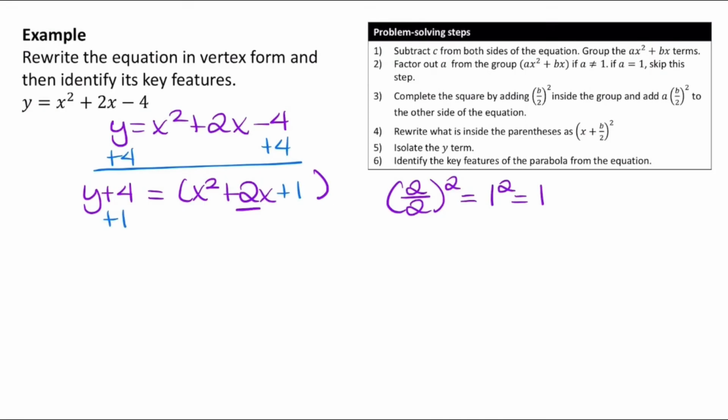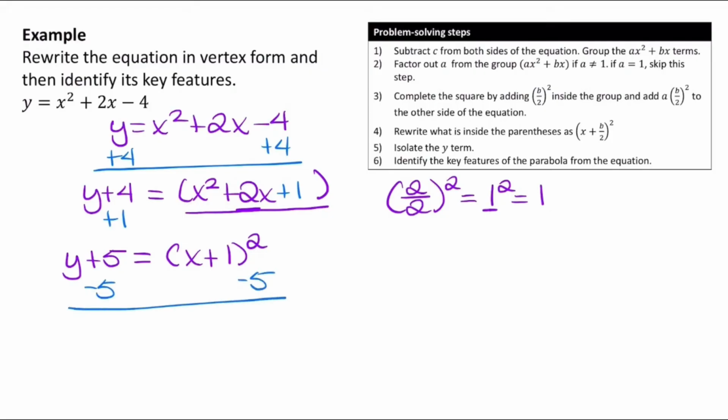When I do that, on the left side, I have y plus 4 plus 1, so that's y plus 5. And that's equal to, well, now I can take this x squared plus 2x plus 1 and write it as x plus b over 2, which is 1, so x plus 1 squared, okay? If you want to check, you can actually multiply that out. x plus 1 squared does equal x squared plus 2x plus 1. Now all we need to do to get this in vertex form is subtract the 5 from both sides. When we do that, we get y equals x plus 1 squared minus 5. So that is now our equation in vertex form.